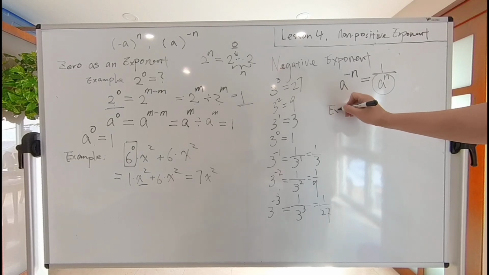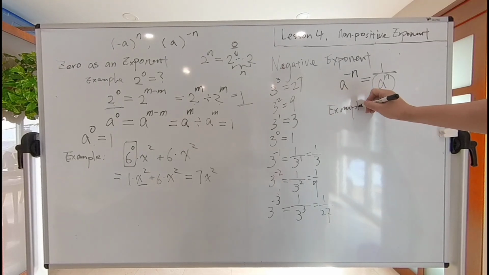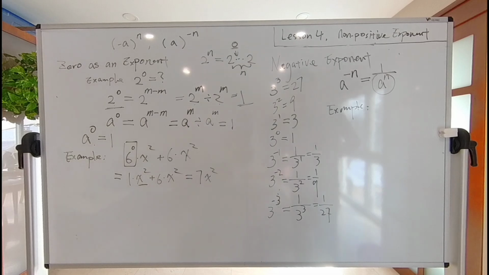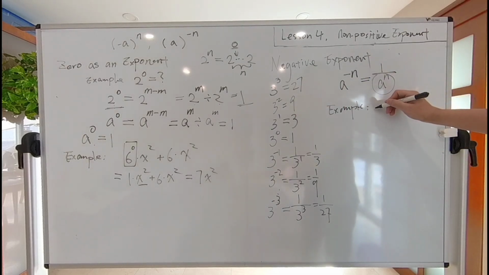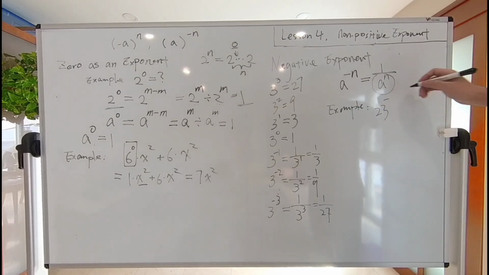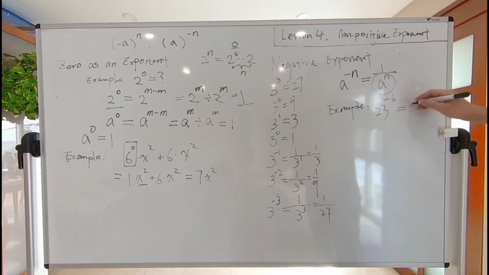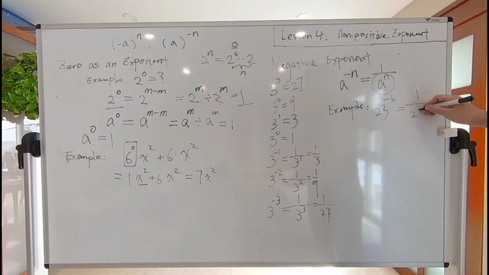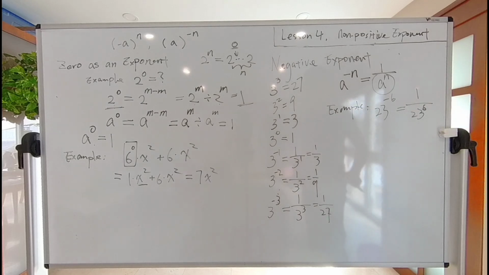So for example, let's use some other number. I'm just writing a random number, 23 to the negative power of 6. Then this can be written as 1 over 23 to the 6th power, right? You can still further calculate this value with your calculator, but in terms of simplification, this is the way that you can simplify a negative exponent.